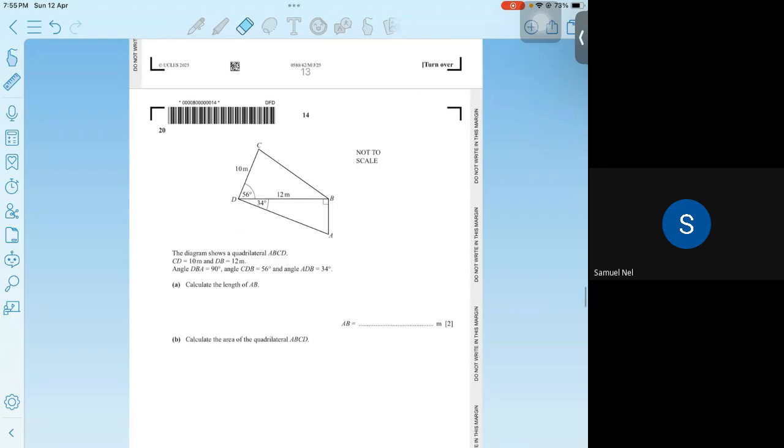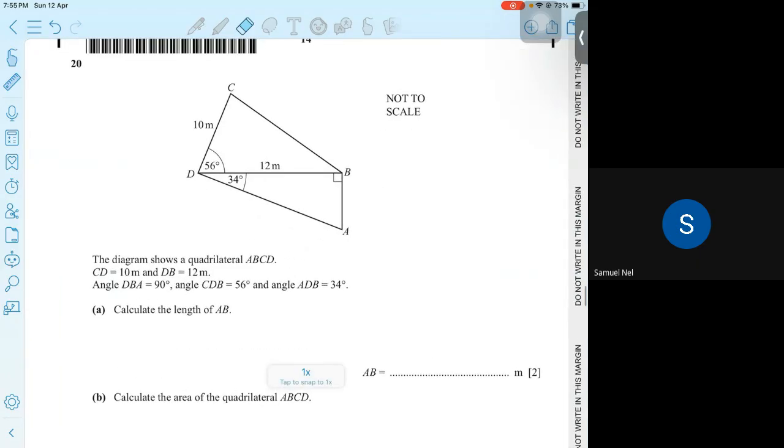This question is also from quadrilaterals and triangles. Let's figure this out. This question says the diagram shows a quadrilateral ABCD. So this is A, B, C, D. CD is equal to 10 and DB is equal to 12. So this is 10, this is 12. They've already shown everything to us. DBA equals 90, as in this one is 90, as the diagram suggests.